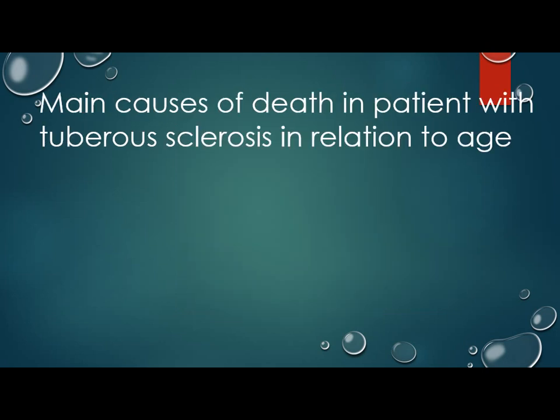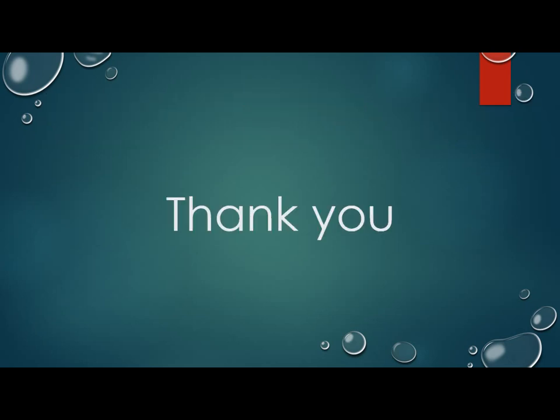Main cause of death in patients with tuberous sclerosis. The cause of death is arranged according to age. In the very young, from 0 to 9 years, it is due to cardiovascular causes. From 9 to 20 it is due to status epilepticus. Then the others, most commonly due to renal failure. Thank you.